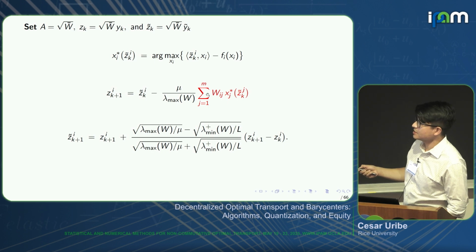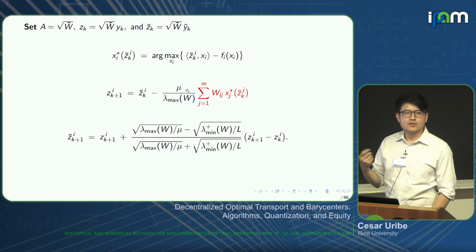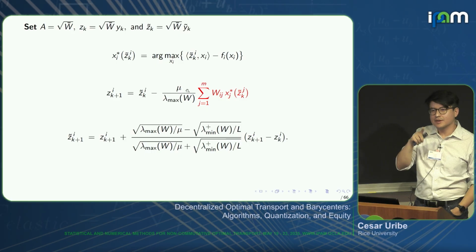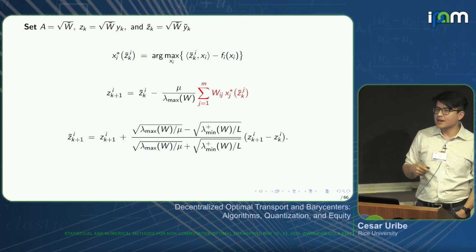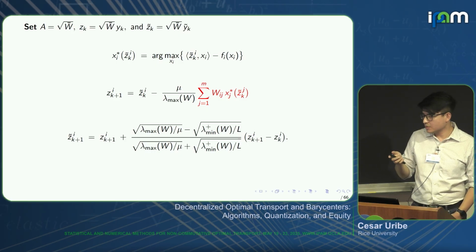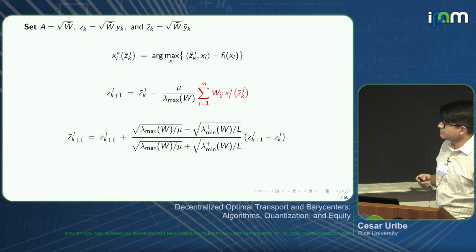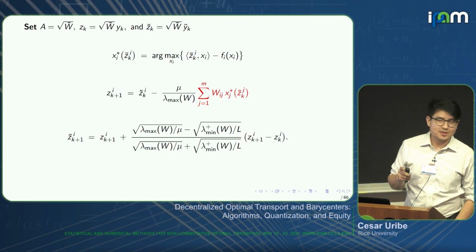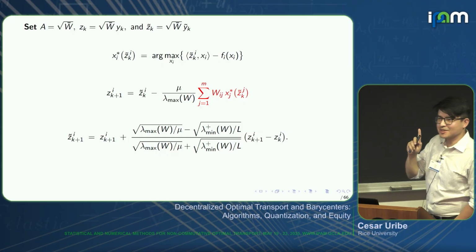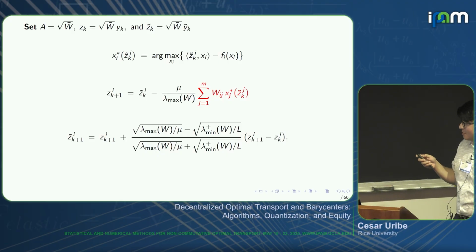So this is essentially the same algorithm as the consensus algorithm that I showed you at the beginning, of just repeated averages of the information coming from the neighbors. Again, I haven't mentioned anything about optimal transport yet, but this is the key aspect I'm going to show you in a moment.